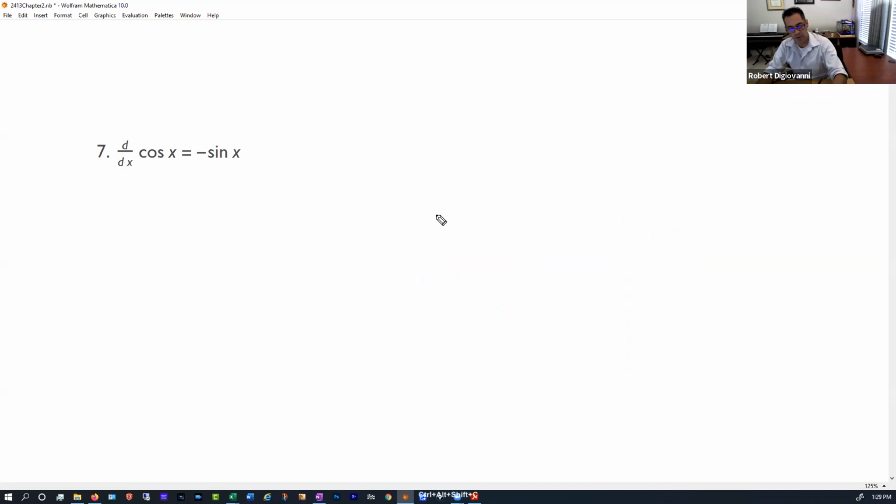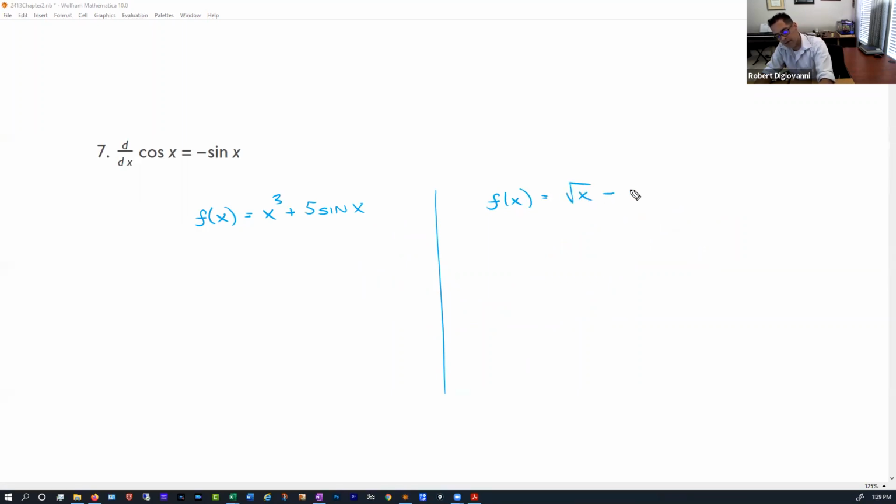Let me just do two quick examples. Let's say we have a function f of x equals x cubed plus 5 sine x. Let's do another example: square root of x minus 3 cosine x. All right, let's try these. Let's try and find the derivatives.